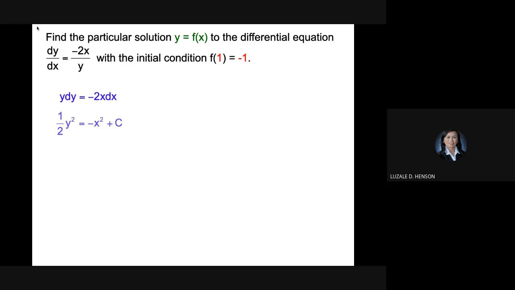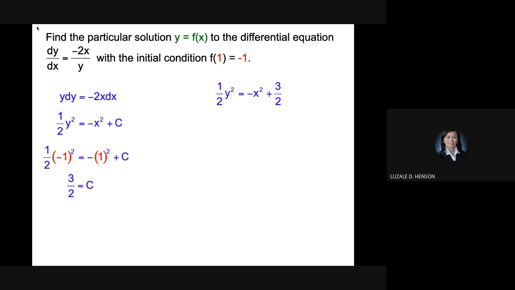Next example, na-group mo na. This is simpler. Integrate. So 1/2 y squared. Integral of negative 2x dx is negative 2 times x squared over 2. Kaya mag-cancel na yung 2 over 2 na iwan ang negative 1. Kaya meron kang negative x squared plus c. Okay? And meron tayong initial condition na for x equals 1, y is negative 1. Kaya substitute mo para ma-solve mo yung c. Okay? So that would give you a c of 3 halves.